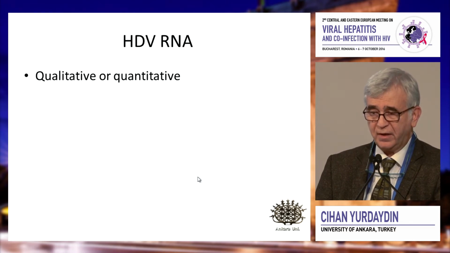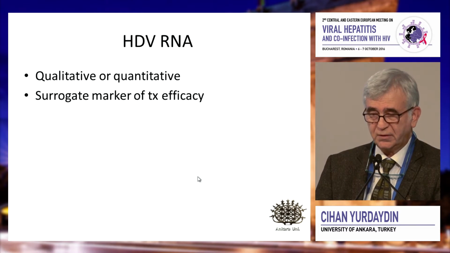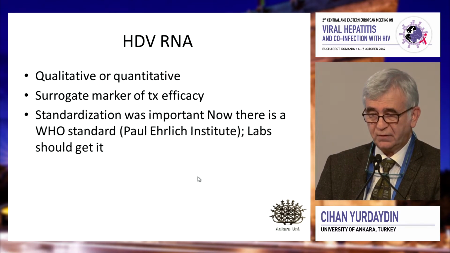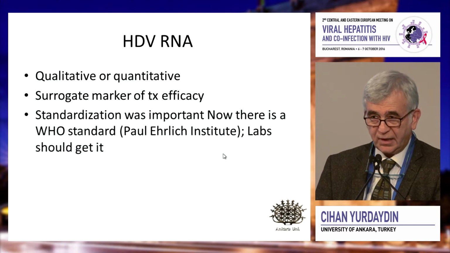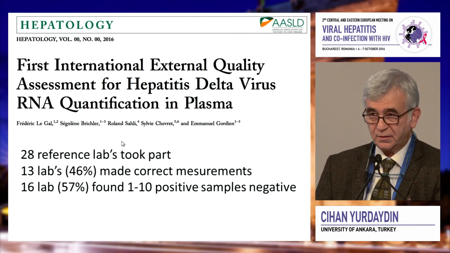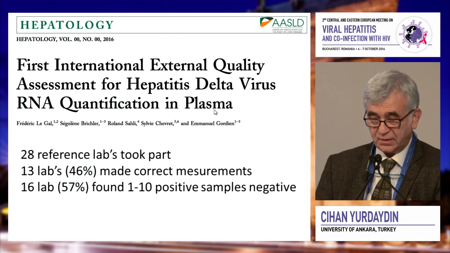What about HDV RNA? We measure it qualitatively or quantitatively. It's a surrogate marker of treatment efficacy, and until recently there was no standardization, but we now have a WHO standard, and every lab that does HDV RNA measurement should get it. Is this the end of the story? Well, the first international external quality assessment for hepatitis delta virus RNA quantification in plasma has been done, and it is now in press in Hepatology.